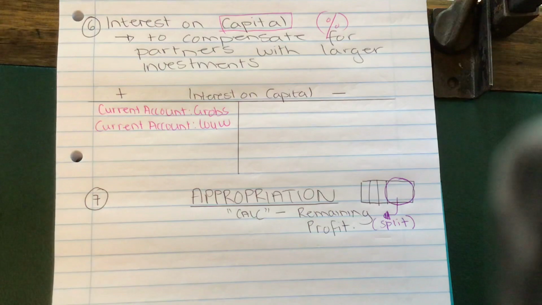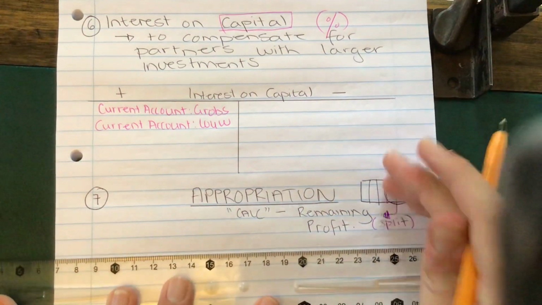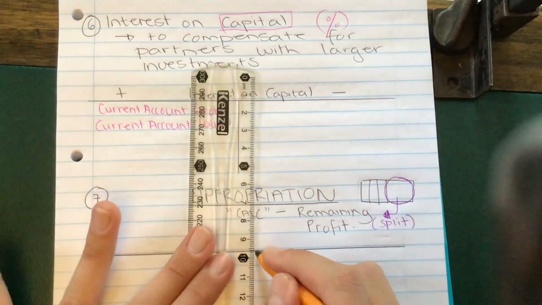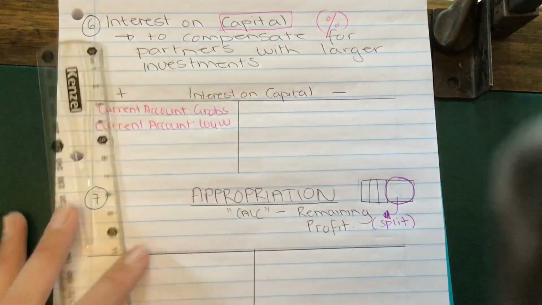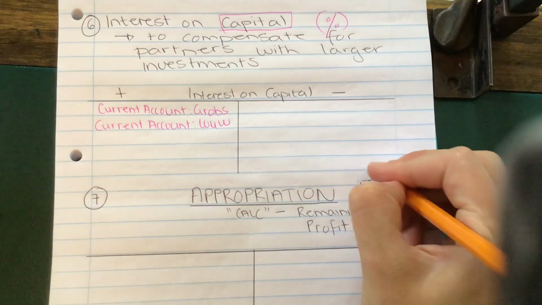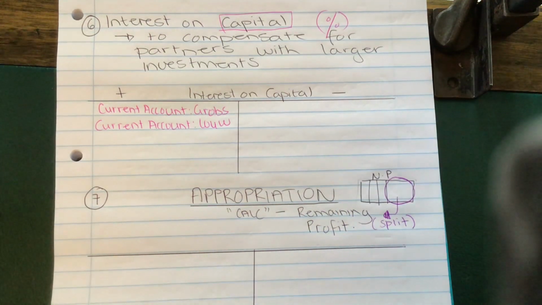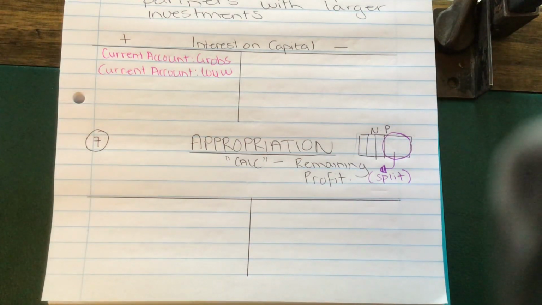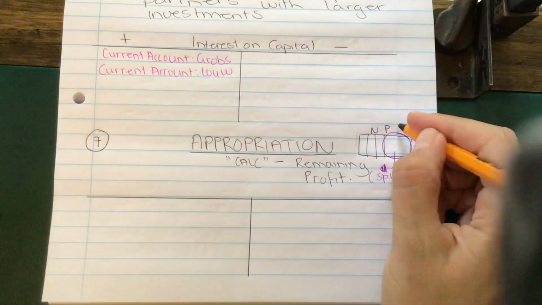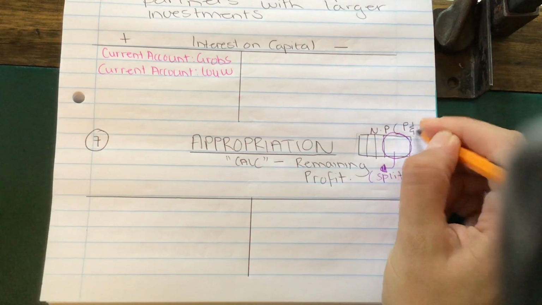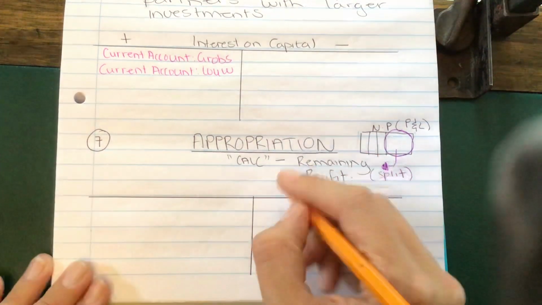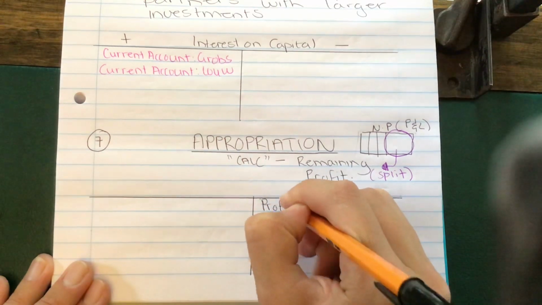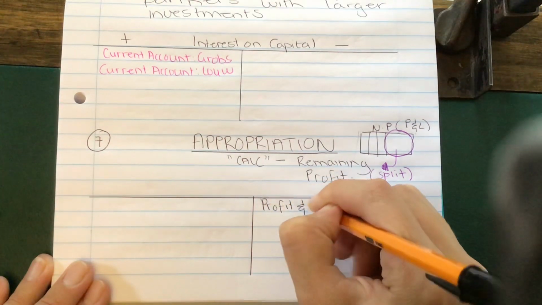Okay, so now, when we're talking about this cake now, okay? And remember, this big portion of the cake, what was that? It was the net profit. That's what we're trying to appropriate. That's what we're trying to split, okay? So, where are we going to get our net profit? From the profit and loss account. So over here, we can have the profit and loss account.